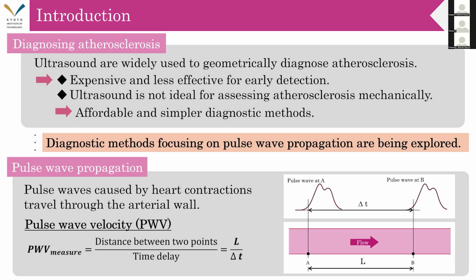Therefore, diagnostic methods focusing on the phenomenon of pulse wave propagation within the body are being explored. Pulse wave propagation is a phenomenon in which oscillation in the arterial wall caused by the blood pulsed by the heart's contraction propagates with blood flow to the periphery of the artery. This velocity is called pulse wave velocity, and when measured in vivo, it is obtained by dividing the distance L between two measurement points by the time delay delta t of the waveform.